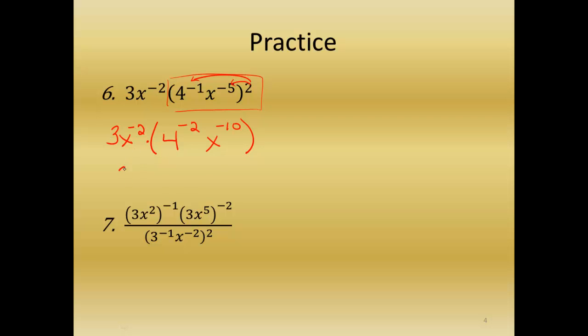Now the 3 and the 4 I can't just multiply yet, so I'm going to leave it as 3 times 4 to the negative 2. On my x's, I can add those exponents. Negative 2 plus negative 10 is negative 12. There's nothing else I can simplify, so the last thing I'm going to do is deal with those negative exponents. My 3 to the first stays on top. My 4 squared and x to the 12th goes on the bottom. Or if you want to write it real pretty, it's 3 over 16 x to the 12th.